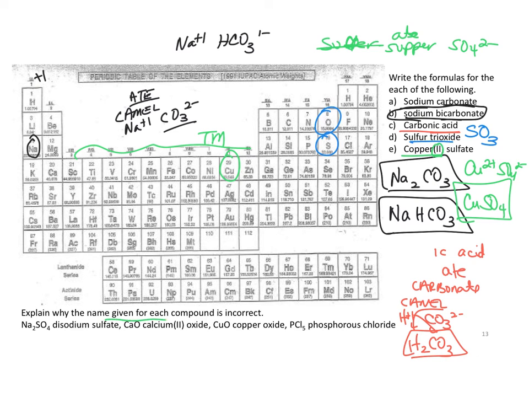Explain why the name given for each of the compounds is incorrect. Okay, so this one's sodium. They're using prefixes for an ionic compound: disodium sulfate. That's wrong. It should be sodium sulfate. You don't need to do that because you use charges. All right, let's go to the next one.